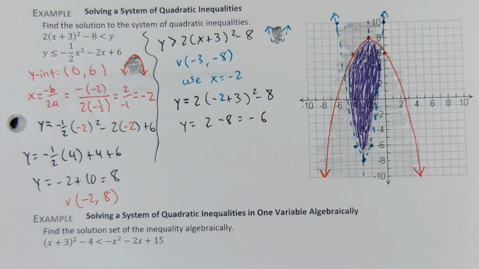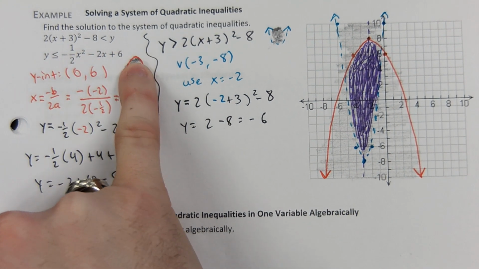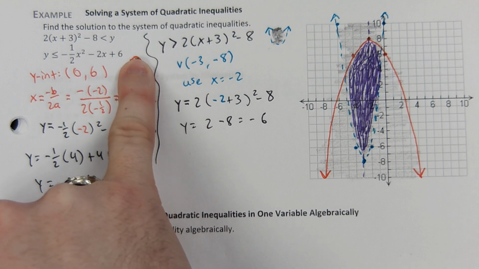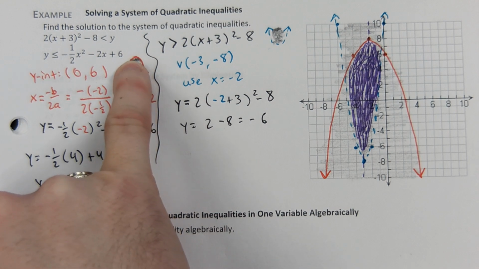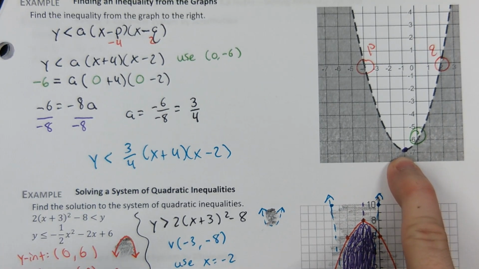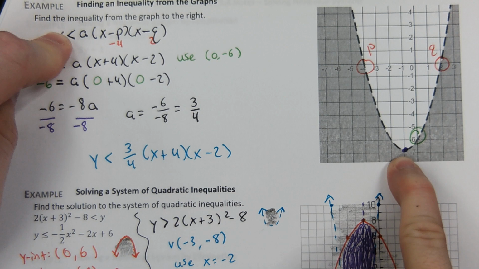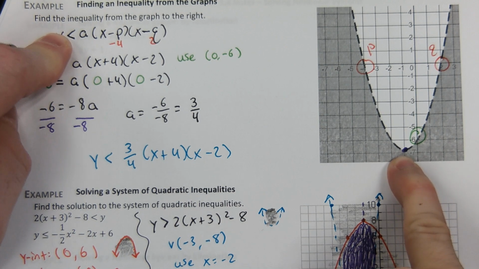Ta-da! Yes? Why would you shade inside for the second one? So let's not say we're shading inside. Let's say I'm shading below the curve. Because it says less than, I'm shading underneath the curve, or directly underneath its vertex. Just like this one was shaded directly underneath its vertex, which is why it's a less than. So anytime you see y less than, you're shading directly below the vertex.